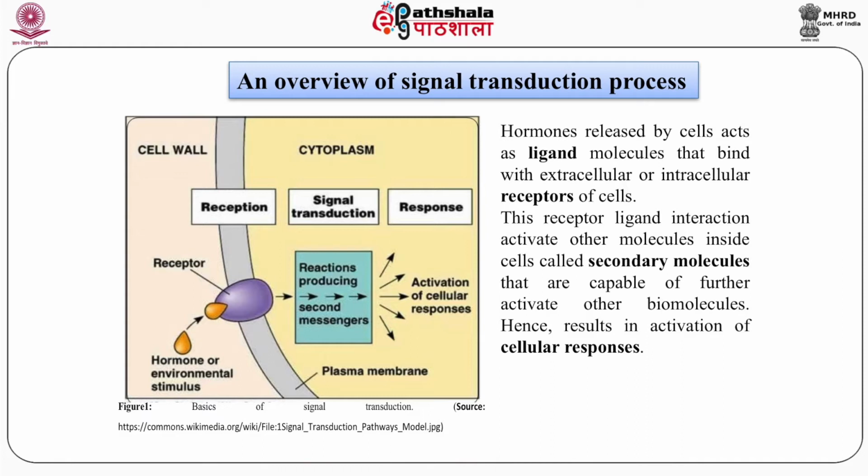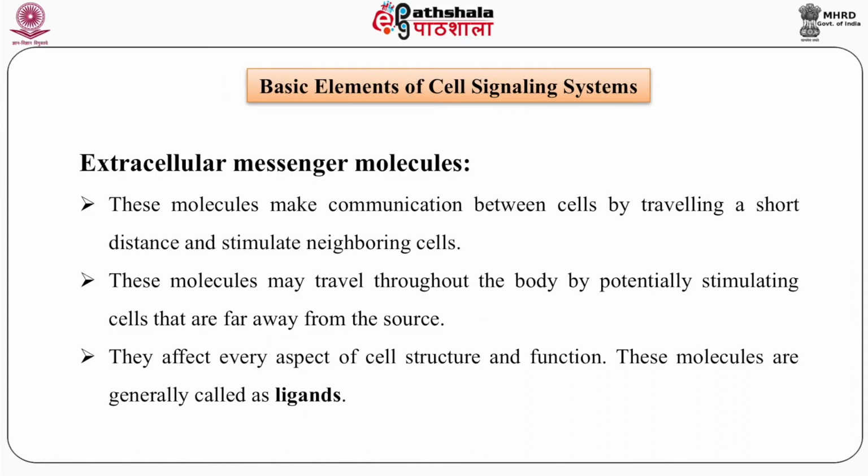Now, coming to the basic elements of cell signaling systems, we have to talk about the extracellular messenger molecules. These molecules make communication between cells by traveling a short distance and stimulating neighboring cells. These molecules may also travel throughout the body, potentially stimulating cells that are far away from the source. They affect every aspect of cell structure and function. These molecules are generally known as ligands.